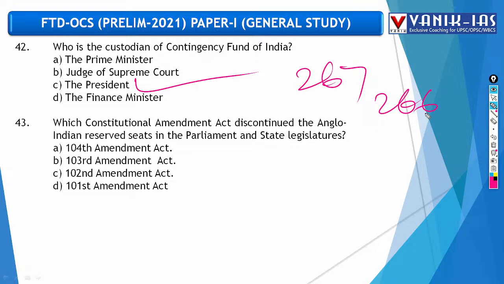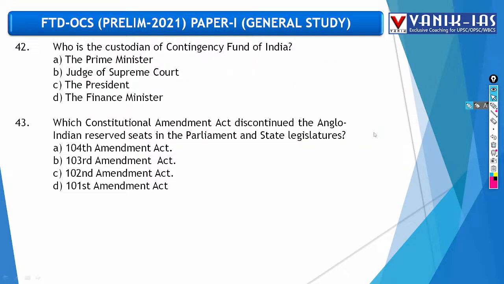Which constitutional amendment act discontinued the Anglo-Indian reserved seats in the parliament and state legislature? Anglo-Indian reserved seats in the parliament and state legislature. That is the 104th constitutional amendment that has discontinued it. The 104th constitutional amendment.